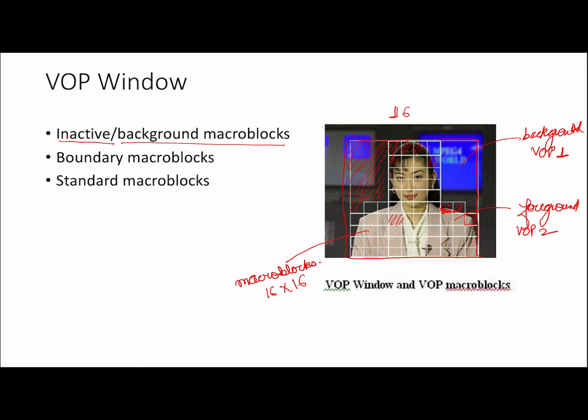Now there are other macro blocks which fully belong to the VOP. They are not partially present in the foreground and partially in the background. So these are called standard macro blocks for the VOP. Now these two categories of macro blocks are the active macro blocks, which play a major role in video object plane encoding.